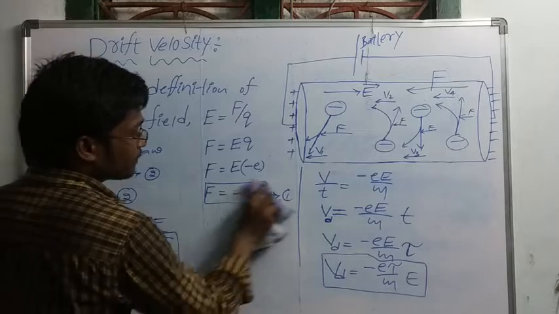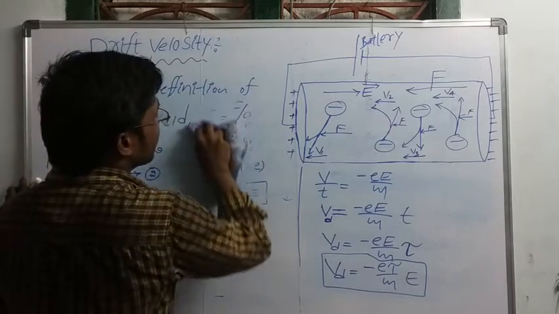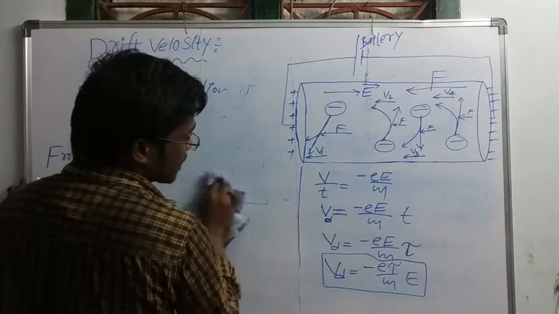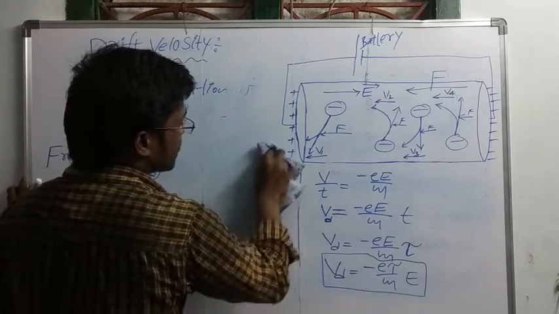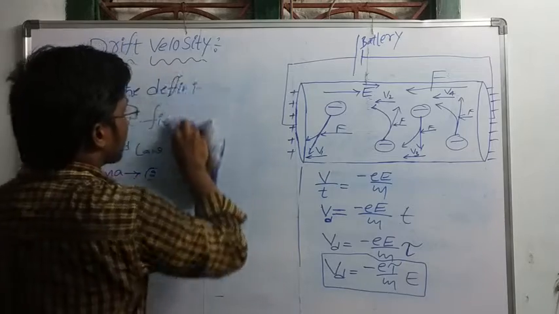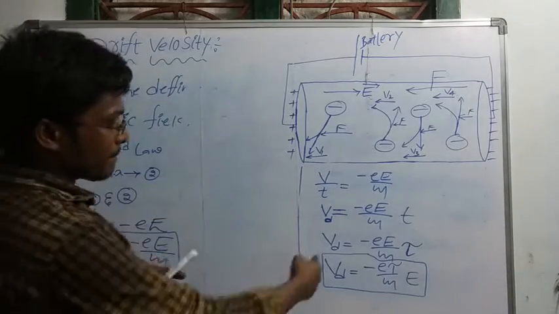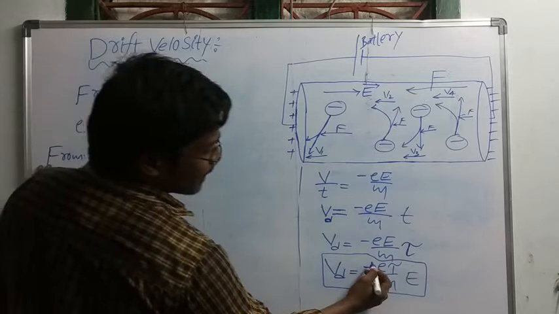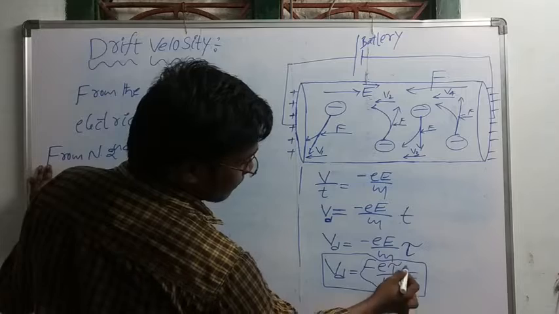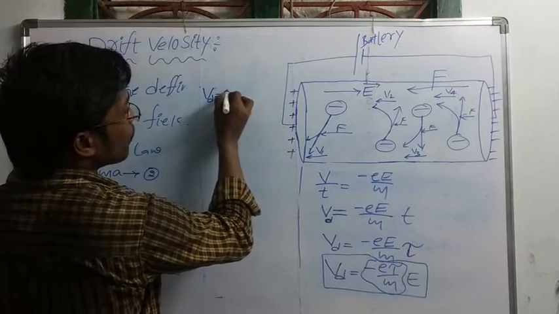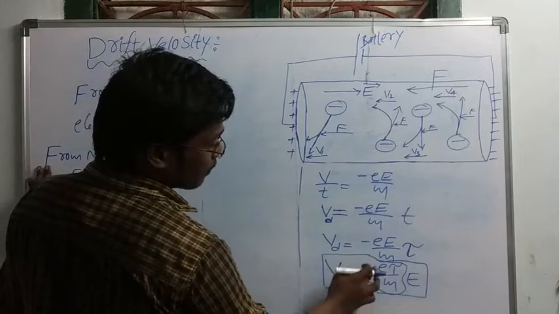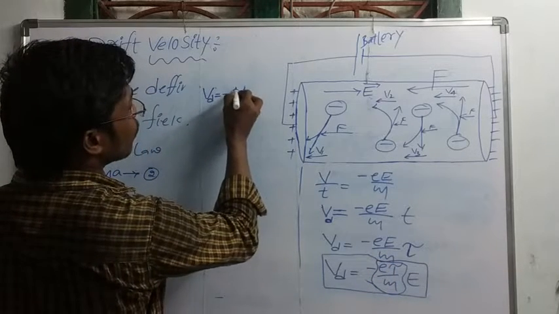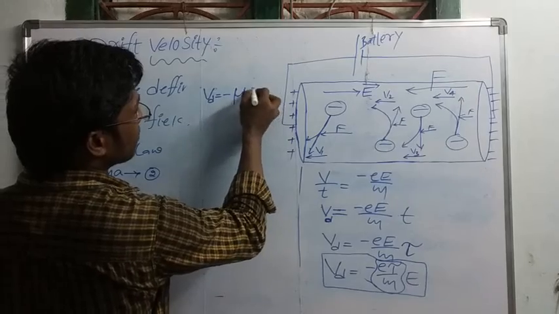From that expression I am making some conversions. Please see what those conversions are. Vd is equal to, in place of this term I am writing mu. Okay, sorry. In place of this term I am writing minus mu E.